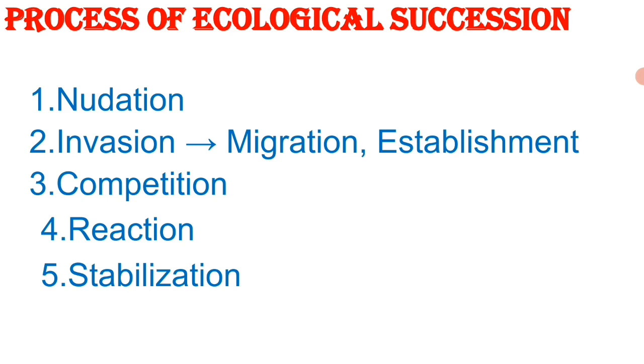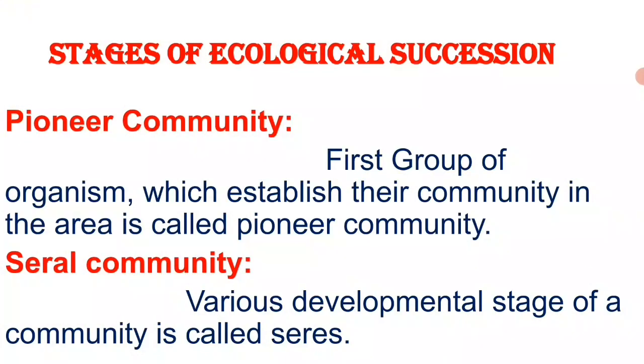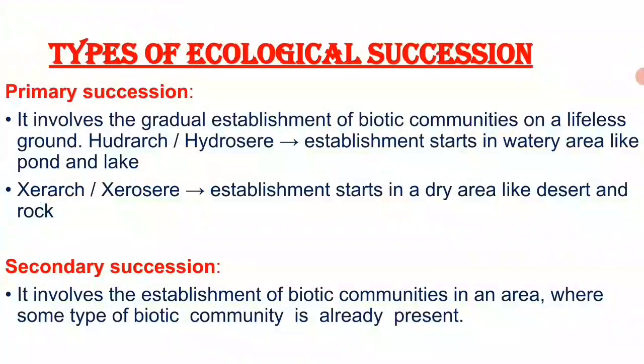This ecological succession is mainly classified into two types. One is primary succession and another one is secondary succession. Primary succession means it involves the gradual establishment of a biotic community on lifeless ground. Suppose the establishment starts in a watery area, it is called a hydrosere. Suppose the establishment starts in a dry area like desert rock, it is called a xerosere.